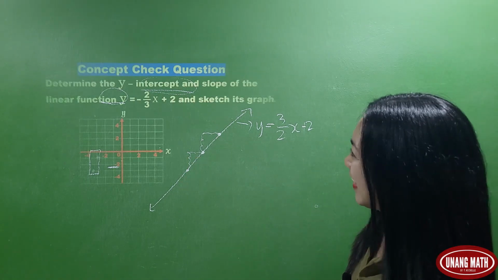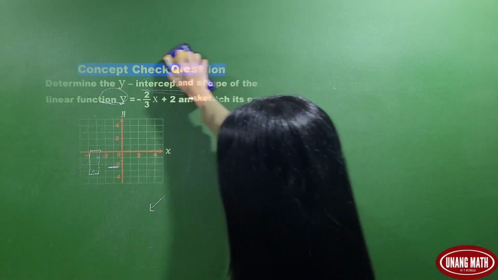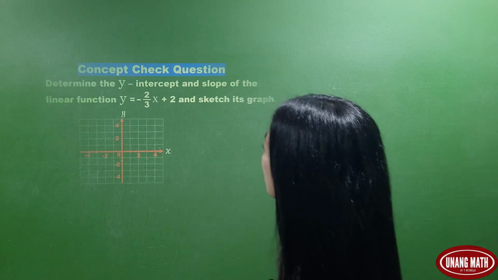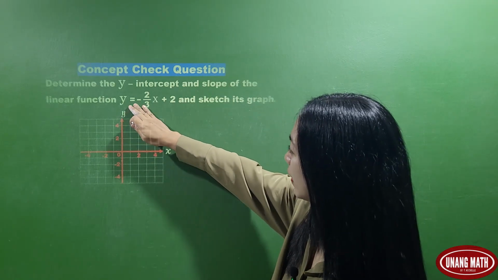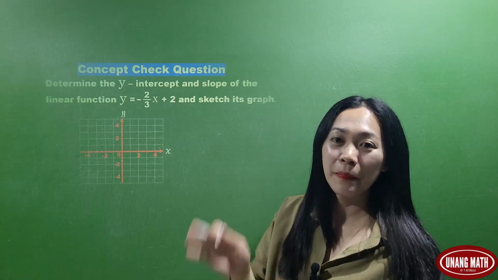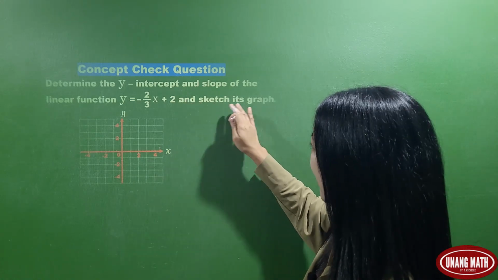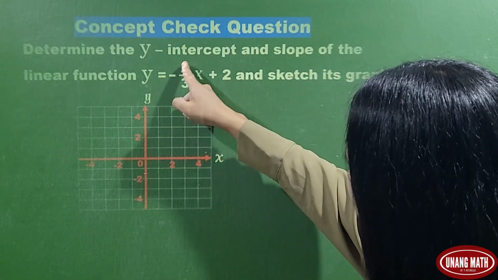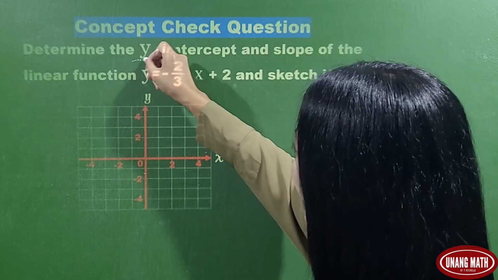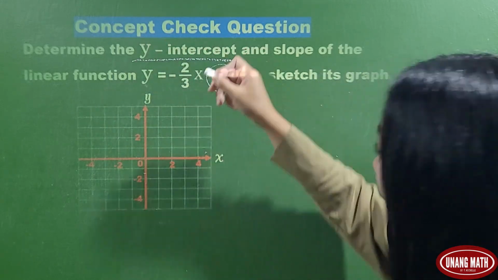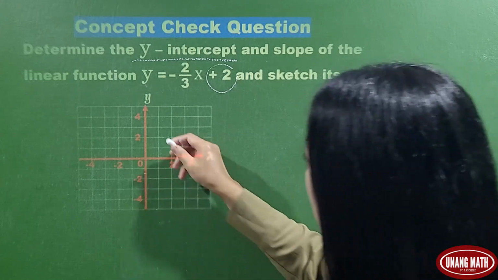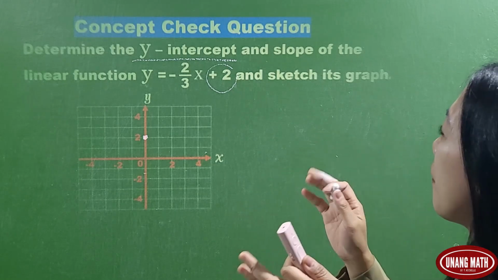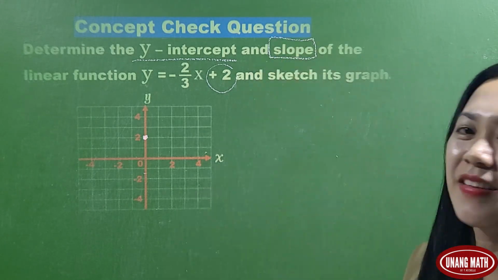Now, let's give more examples by answering this concept check question. We will determine the y-intercept and slope of the linear function y is equal to negative 2 over 3x plus 2, and we will sketch its graph. So in this linear function, y is equal to negative 2 over 3x plus 2, the y-intercept is positive 2. So where is positive 2? This point. To find another point, let's use the slope.